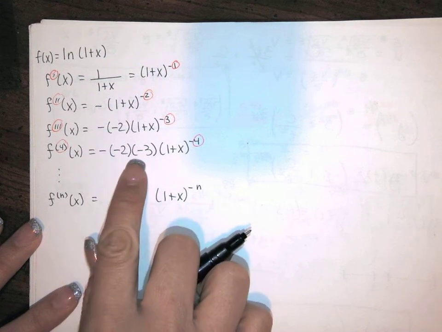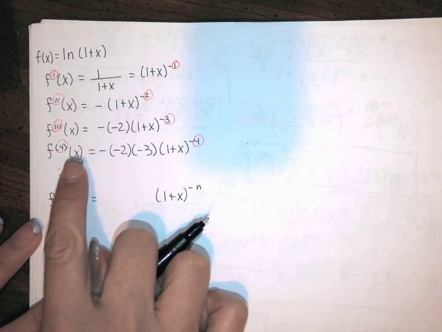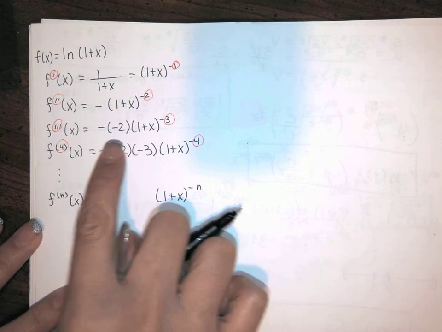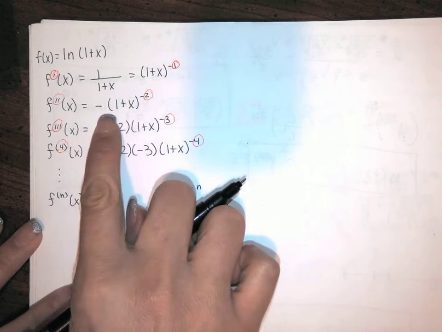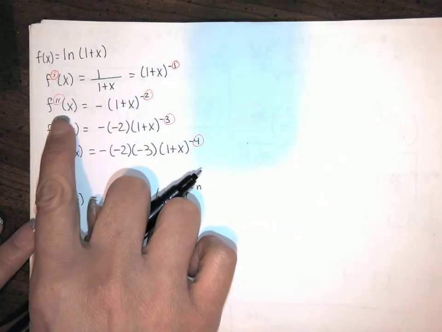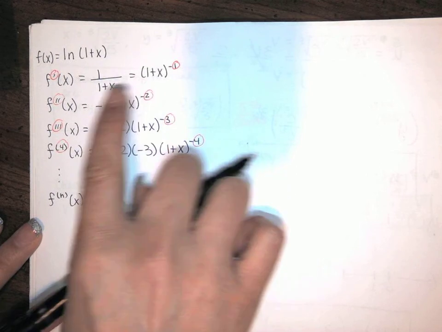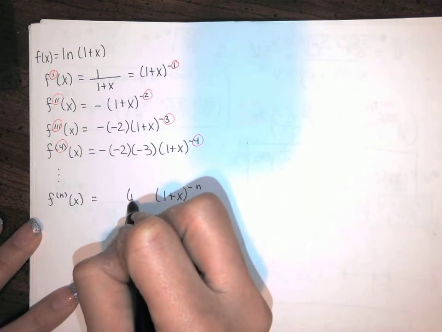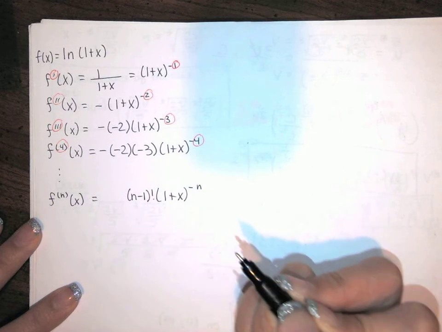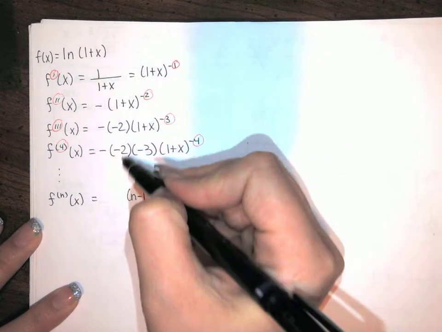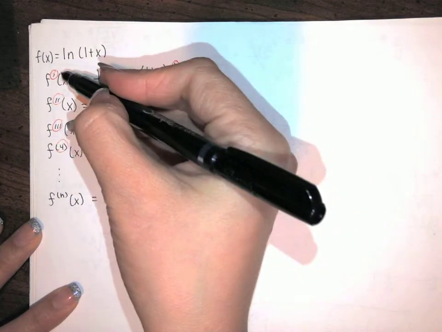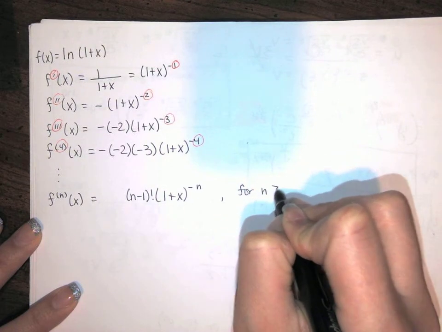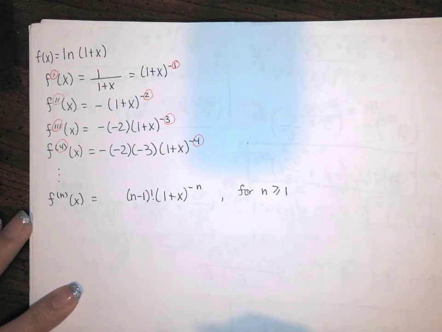Now we've got a factorial coming out front. That's a 3 factorial when that's a 4. That's a 2 factorial when that's a 3. That's a 1 factorial when that's a 2. And a 0 factorial, which is 1, when that's a 1. So this is an n minus 1 factorial. And now this only goes back to the first derivative. It doesn't work when n equals 0. So this is for n greater than or equal to 1, where n is an integer.